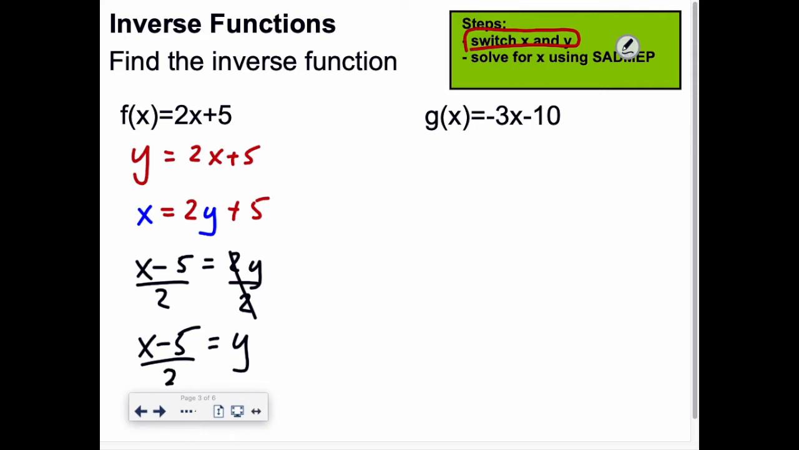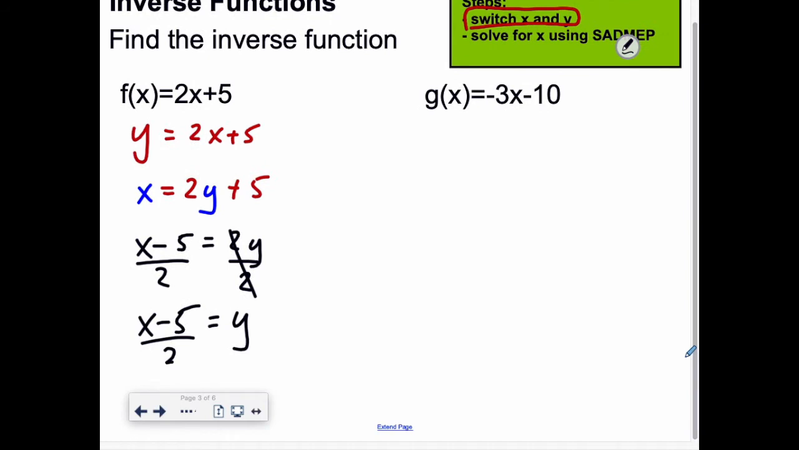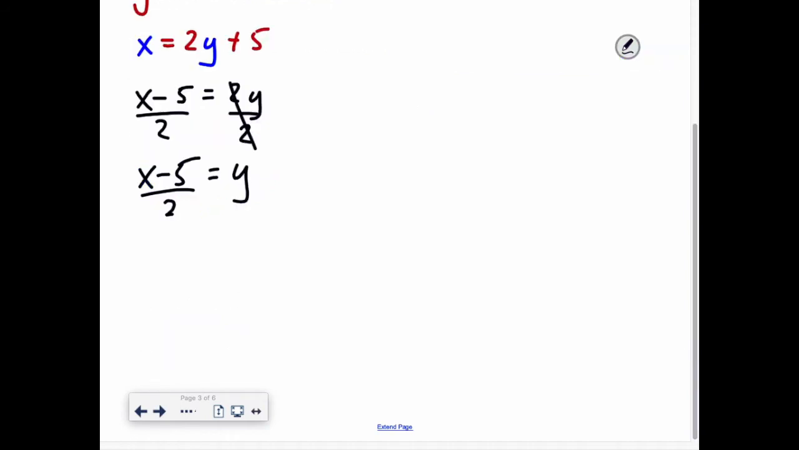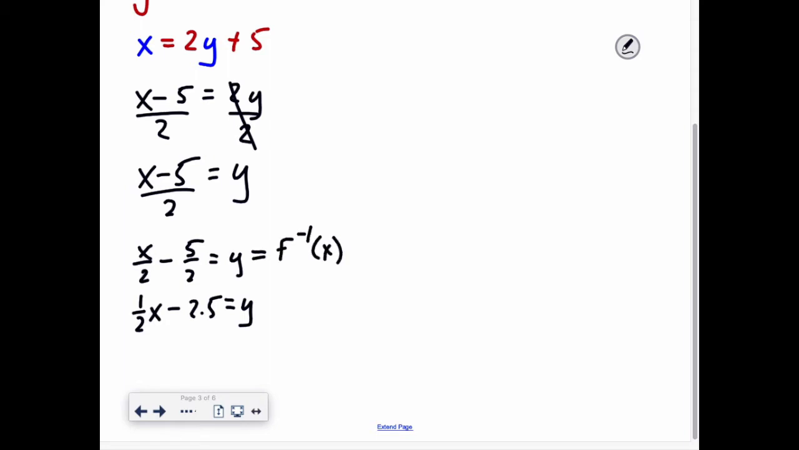Now there's a bunch of different ways you could write this. For instance, if I were to divide both the x and the -5 by 2, I'd get x over 2 minus 5 over 2 equals y. So that could also just be 1/2 x minus 2.5 equals y. And we could also put the y as f inverse of x. But it's the same process all around.